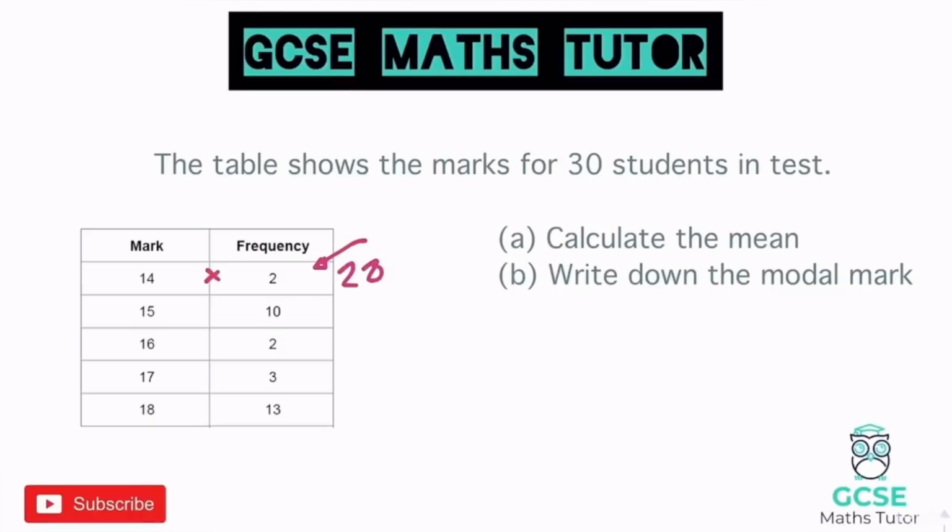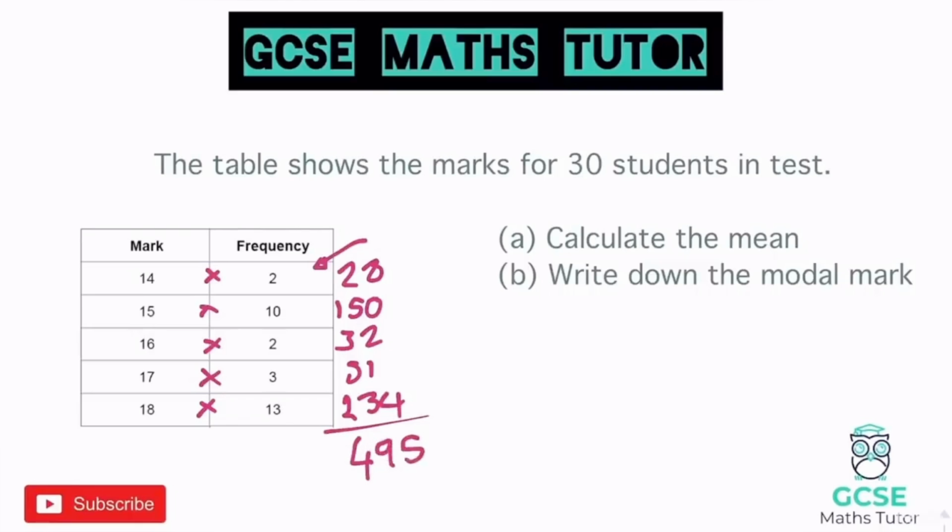10 15s times those together is 150. 2 16s is 32. 3 17s we'll have to work out, I think that's 51. 3 times 17 is 51. And the last one there is 13 times 18, so 13 18s is 234. Now if we add all this up, it'll tell us the total amount of marks that everybody got. So 234 plus 51 plus 32 plus 150 plus 28 gives us a total amount of marks there of 495.